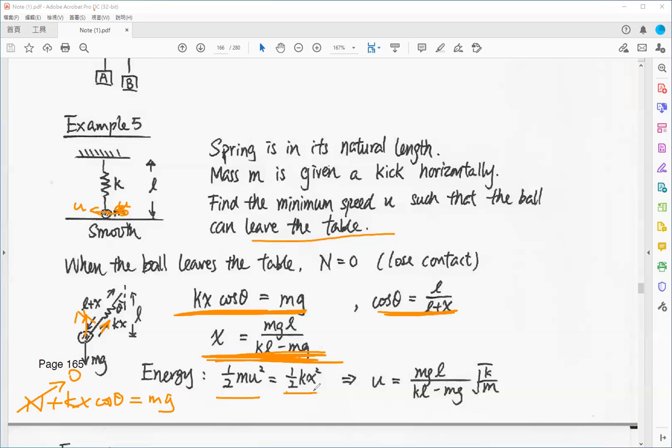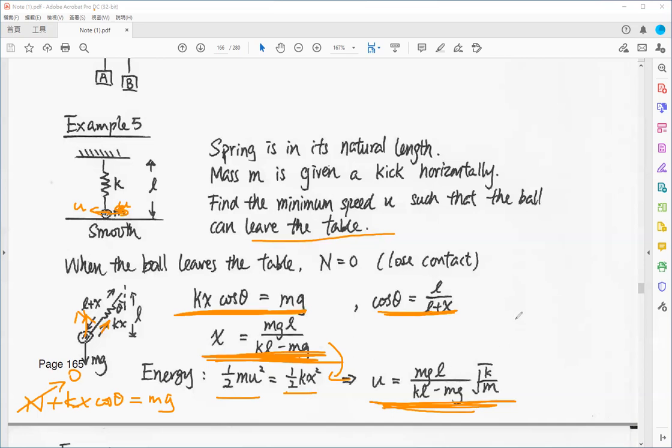Okay, that's the gain in the elastic potential energy of the spring. Then we just substitute the x in this formula. Then you can get the initial speed to be this form, this complicated form. You may think one more, think about it. Think of it more deeply.